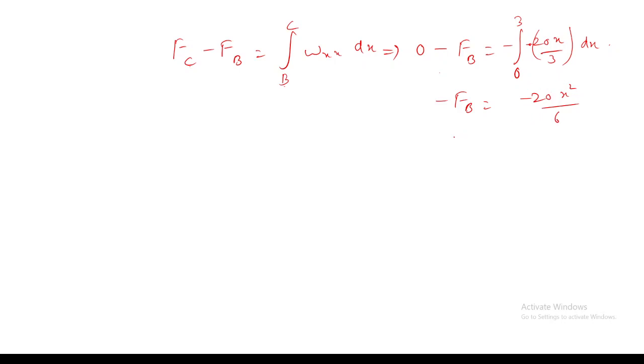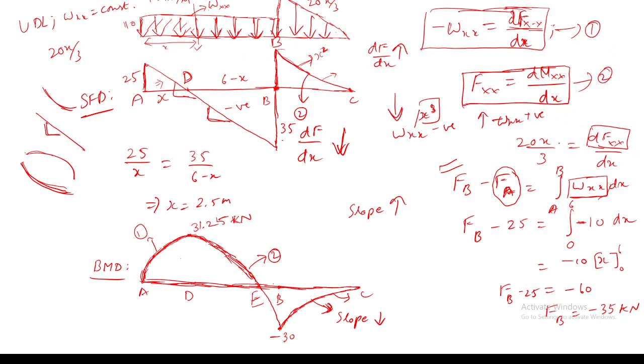And if you are applying the limit, what value are you getting here? 20 into 3, when I am applying, it will be 9 divided by 6. So it will be 30. Yeah, it will be 30. And you are getting a positive value, and that is the thing which we are getting in this diagram. Okay.